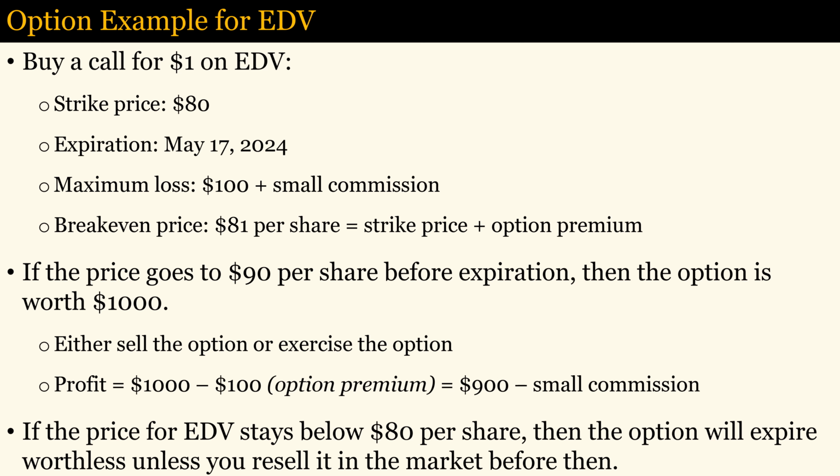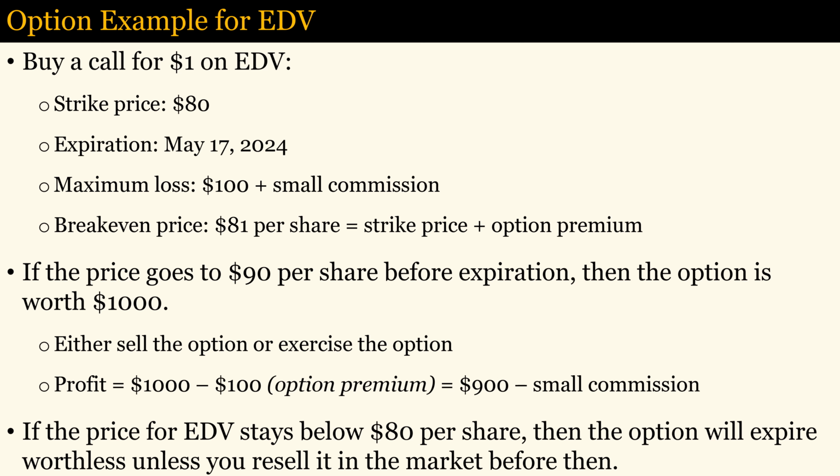But here is a very simple example of how you can profit. If you buy a call for $1 on EDV with a strike price of $80, and the call expires on May 17, 2024, then your maximum loss is $100 plus a small commission. If the price of EDV goes to $90 before expiration, then the option is worth $1,000, giving you a total profit of $900 minus a small commission.